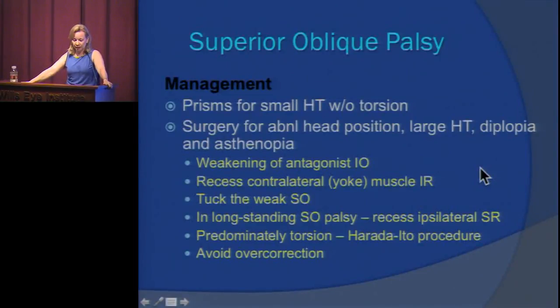Remember, in a long-standing palsy, that deviation will become comitant, and recessing the ipsilateral superior rectus is a very good technique surgically. When there's predominantly torsion, you want to know the buzzword Harada-Ito procedure. That'll be a board question, okay? This is where, and again, you don't need to understand that thoroughly, but you need to have that buzzword there. But that's where you take the anterior fibers of the superior oblique, you'll move them over to the lateral rectus muscle to increase the incyclotorsion because of the lack of that with the paresis. And you want to obviously think about avoiding overcorrection so you don't create a hypotropia after a superior oblique palsy repair.